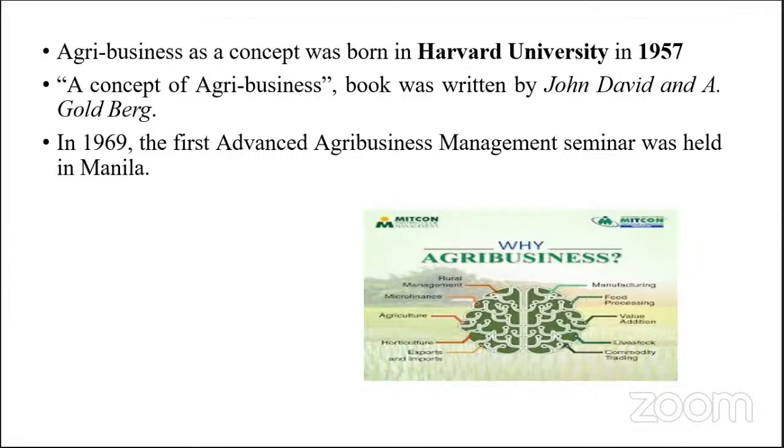And the concept was first given at Harvard University by John Davis and Goldberg, by writing a book known as Concept of Agribusiness. So the agribusiness concept was born at Harvard University in the year 1957. This type of bits you will also get in your JRF exam. And the second thing is, in the year 1969, the first advanced agribusiness management seminar was held in Manila, Philippines. This information will be useful from your exam point of view.